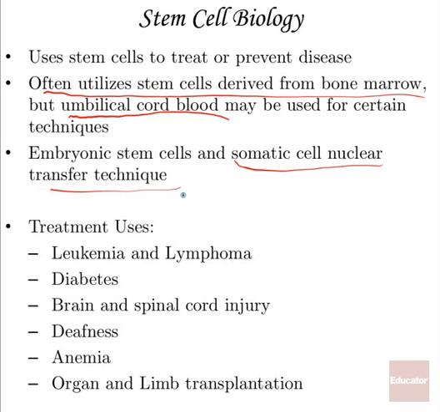The good thing about stem cell biology is that it can be used to treat many, many types of diseases, okay? We have leukemia and lymphoma, diabetes, injuries to the brain and spinal cord, deafness, anemia. Anemia is the low concentration of red blood cells, okay, which will then affect your oxygen carrying capacity. As well as stem cell biology can be used to treat organ and limb transplantation to help that go as well.